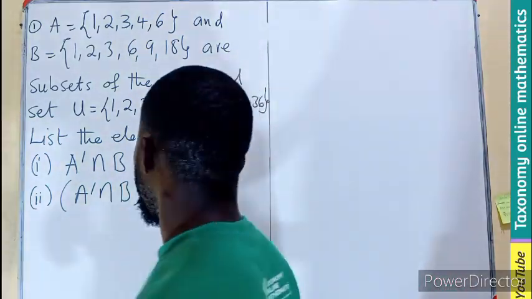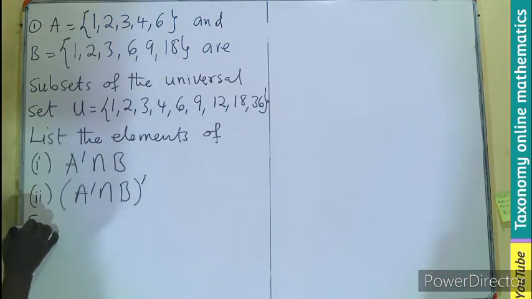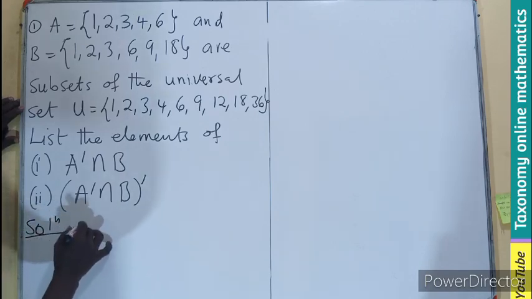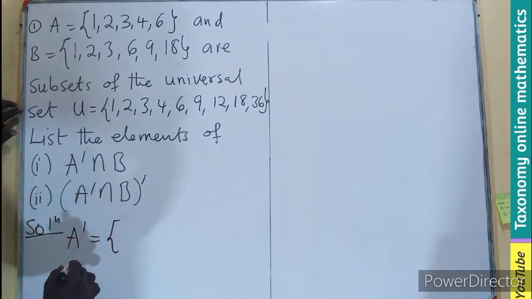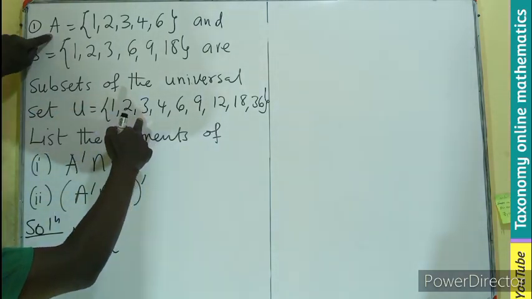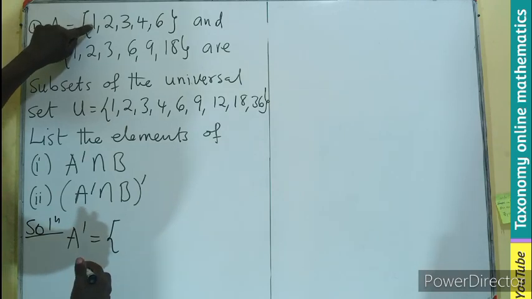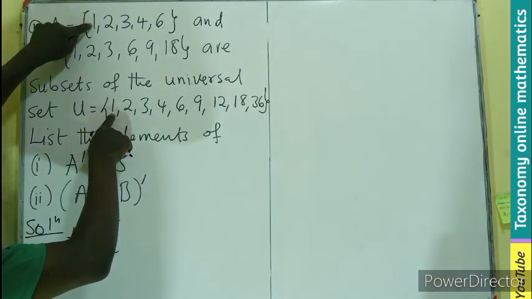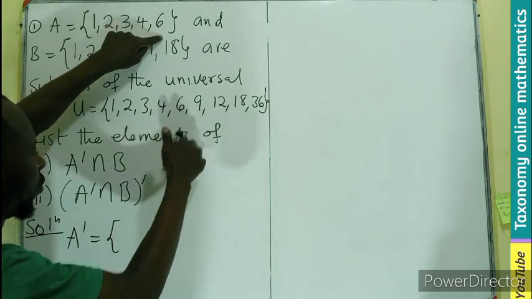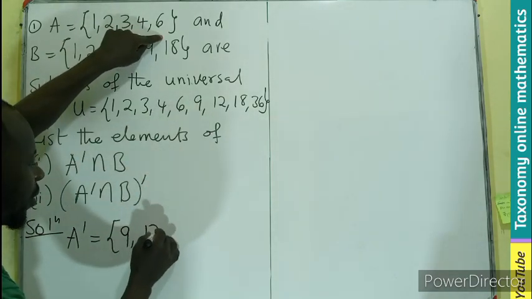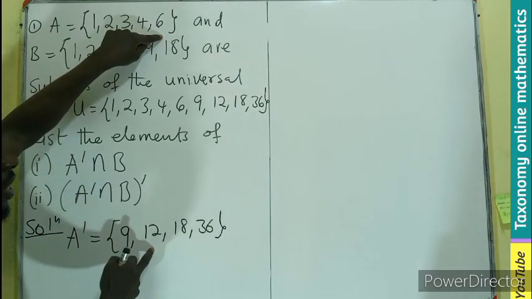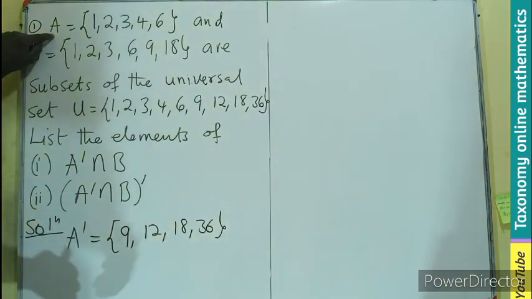So let's see how we can deal with this. First, by indicating the A complement elements, those that are in the universal set but do not find their way into set A. So I'll be picking from here: 1 is there, 2, 3, 4, 6. So we have 9, 12, 18, and 36 being the complement of the set A.